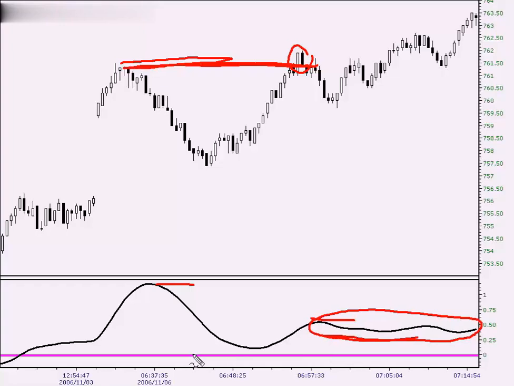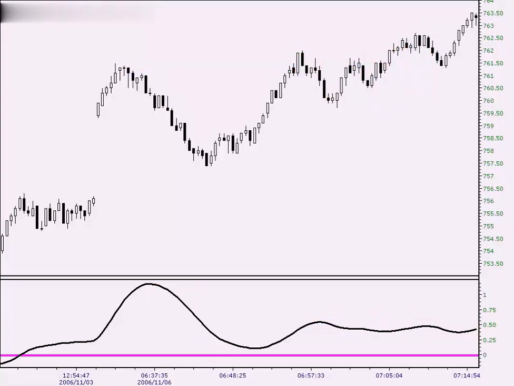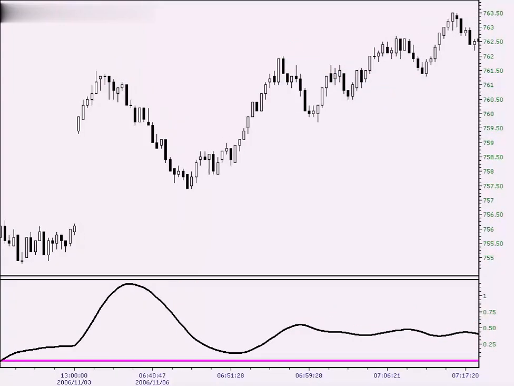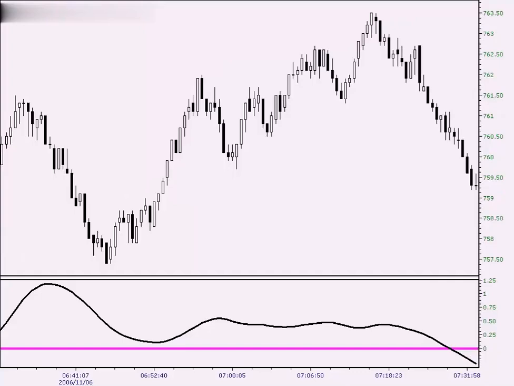For there to be no momentum, it has to go to the zero line. Well, what do you got? Basically, you've got a consolidation pattern here, and the market is narrowing in its range. So that's not a lot of momentum there, and that's what it's telling you. Remember, it's not telling you direction, it's telling you strength.